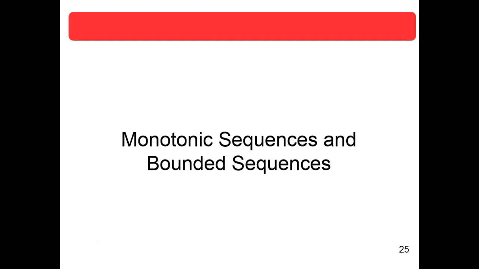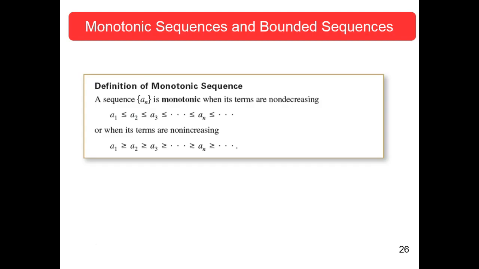Monotonic. Bounded sequence means that there's some limit, and after a certain point, everything's going to be within that limit, okay? That's a rough idea of bounded. Let's get a little more precise than that.